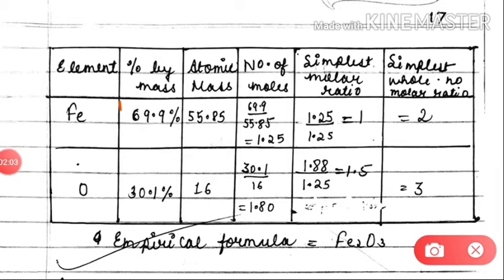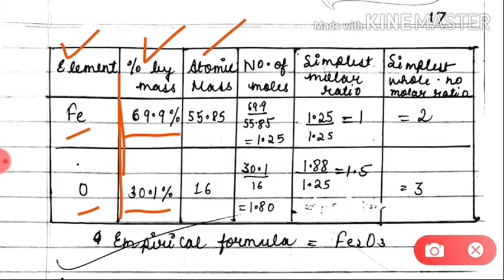and in this table, in the first column we write the name of the element, one is iron and one is oxygen. In the second column we write the percentage, and this percentage is always written by mass. So this is 69.9 and 30.1%. In the next column we write the atomic mass. Atomic mass of iron is 55.85, approximately equal to 56 we can write, and atomic mass of oxygen is 16. Now the number of moles, I already told you how to calculate the number of moles of an element. Number of moles of an element is equal to mass upon atomic mass.